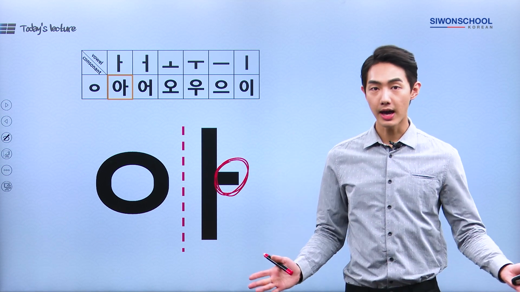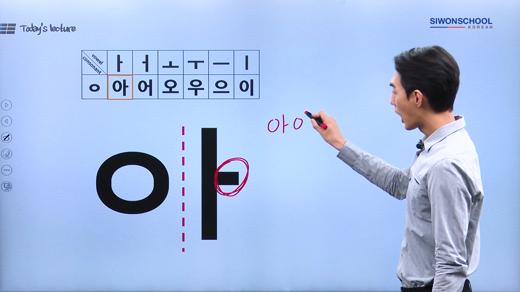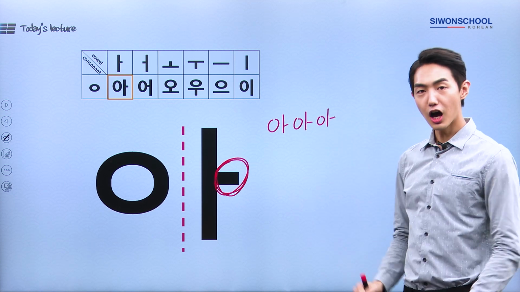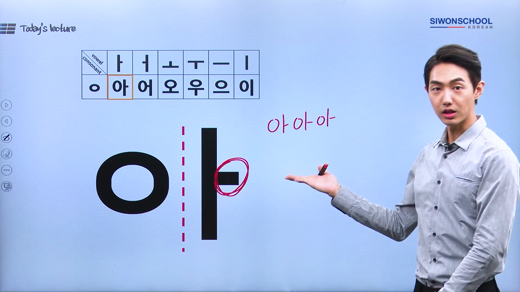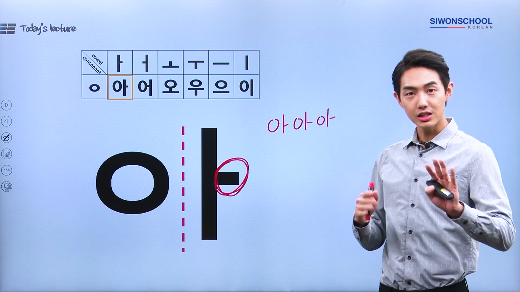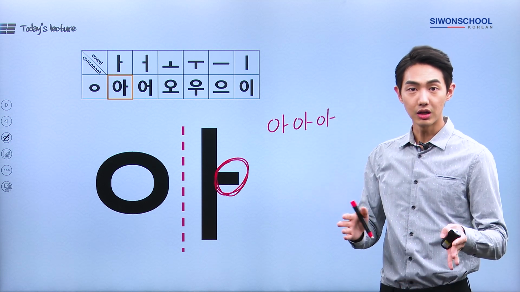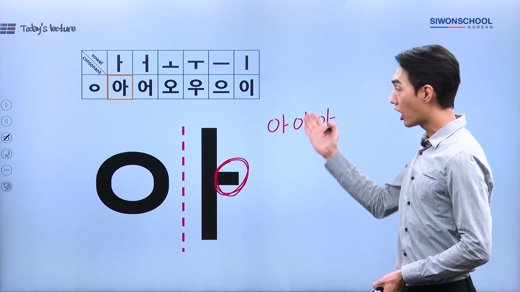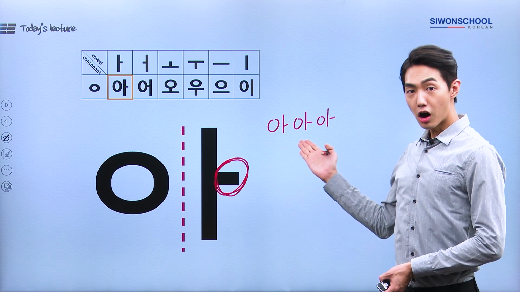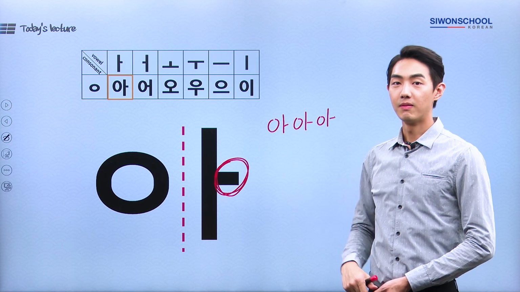The pitch doesn't matter. When you write it, it's just like ah, like a Tarzan. Same thing. No pitch. In Chinese, there is intonation and accent that you have to give. But in Korean, there is none. Doesn't matter. You just write it. Okay?